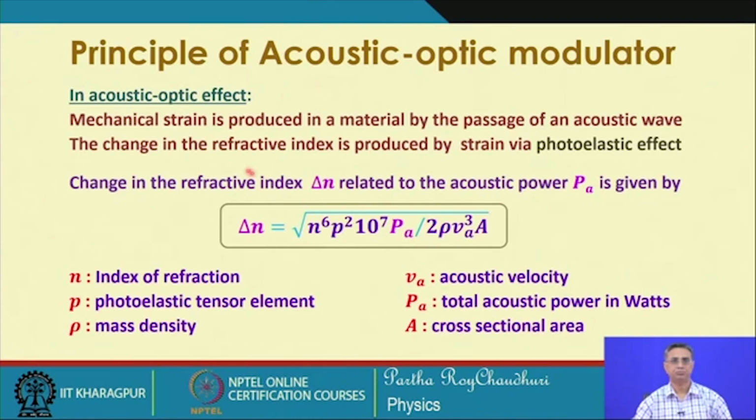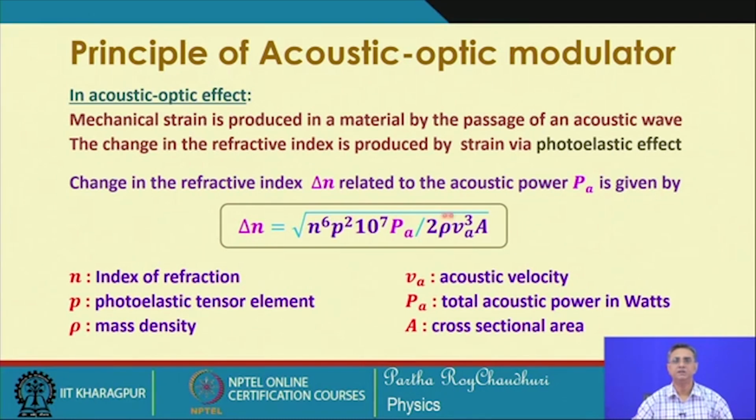So, the basic principle: let us remember that the mechanical strain produced by the passage of an acoustic wave creates a refractive index modulation via the photoelastic effect, and the peak change, that is the maximum change or modulation depth delta n, is related to the acoustic power by this relation. We will see how we get this relation.